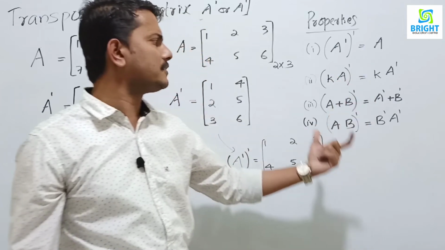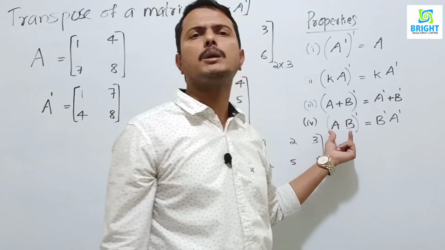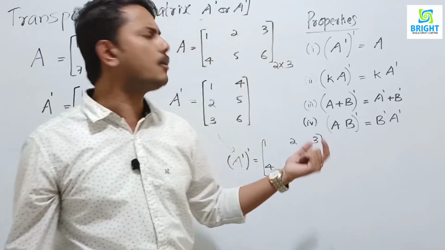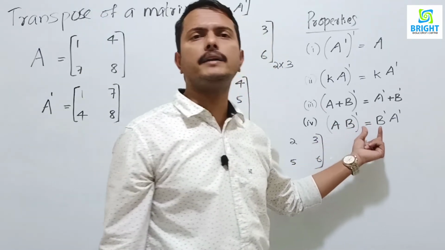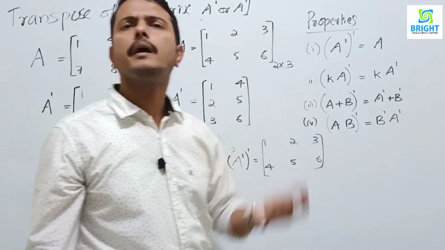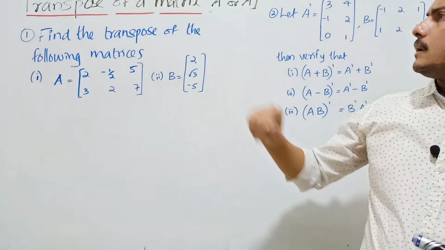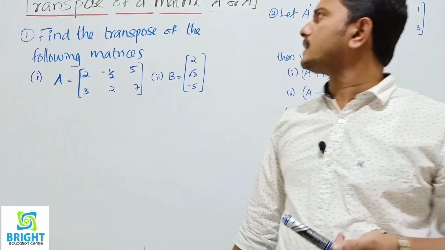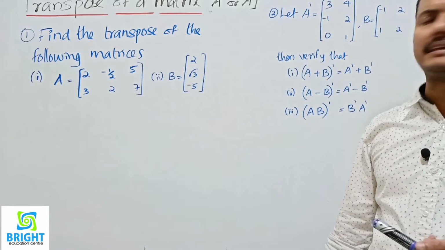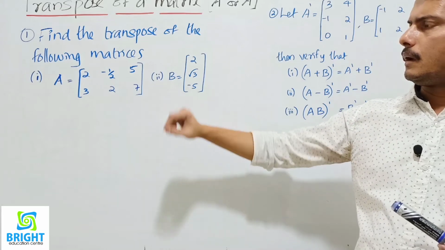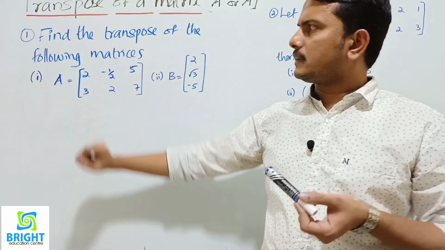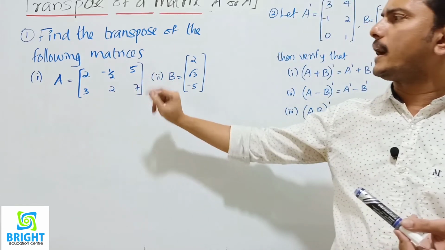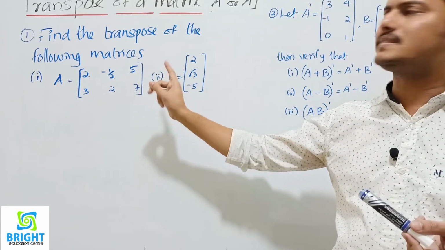With the help of examples, we can see how we multiply two matrices, and how it is equal to, or we have to verify that it is equal to, B transpose A transpose. Yes. Let's consider the following example. The question is, find the transpose of the following matrices. Consider the matrix A equal to 2, minus 1 by 2, 5, 3, 2, 7.